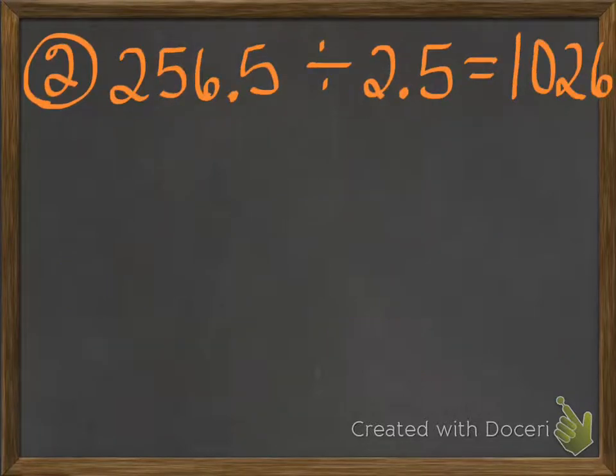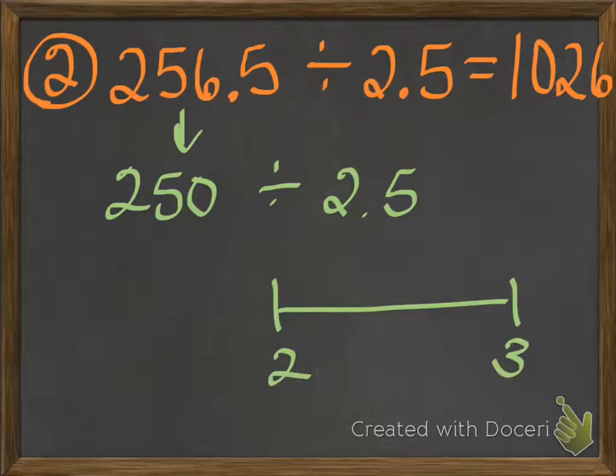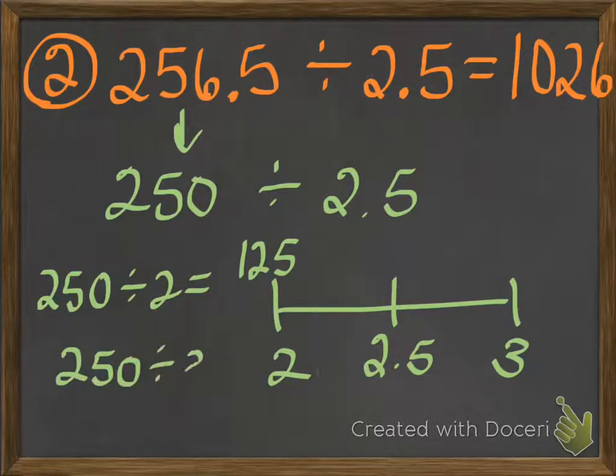Okay, number 2: 256.5 divided by 2.5. I'm going to change 256 to 250 to make it a little easier to work with, and I'm dividing it by 2.5. If I look at it on a number line, we've got 2 over here, 3 right there, and 2.5 is just right in the middle. So 250 divided by 2 equals 125. If I had 250, I'm going to divide it by 3 now.